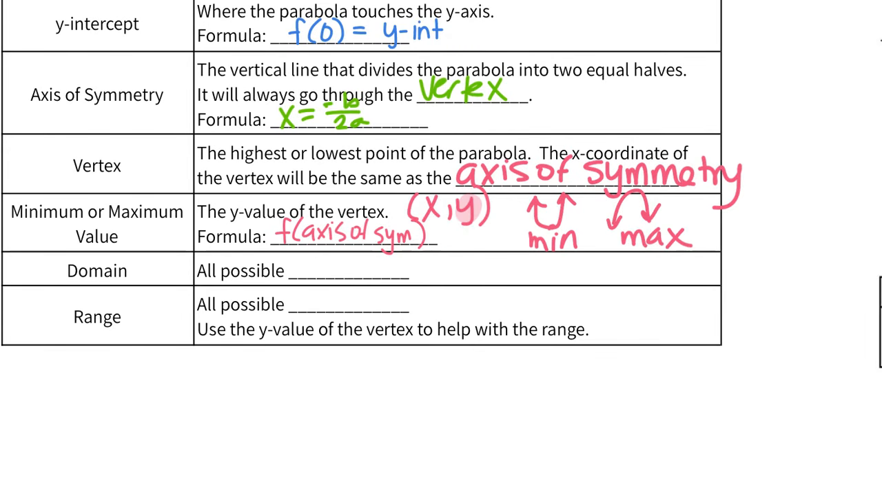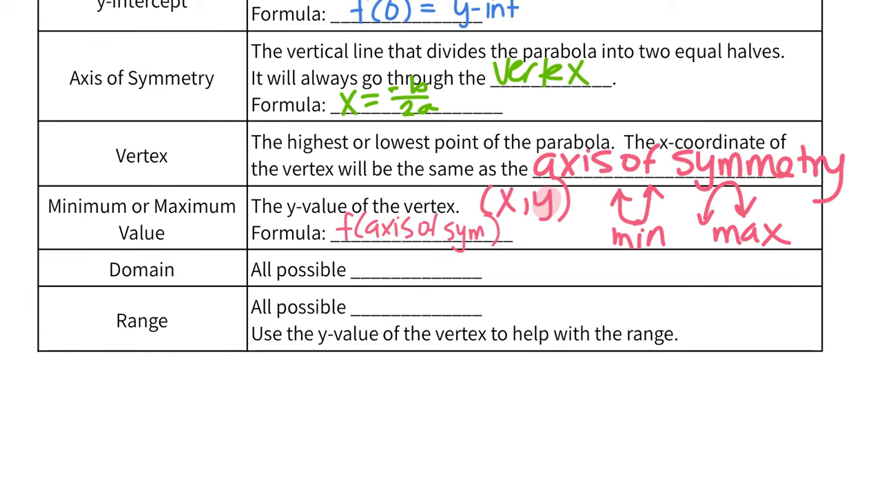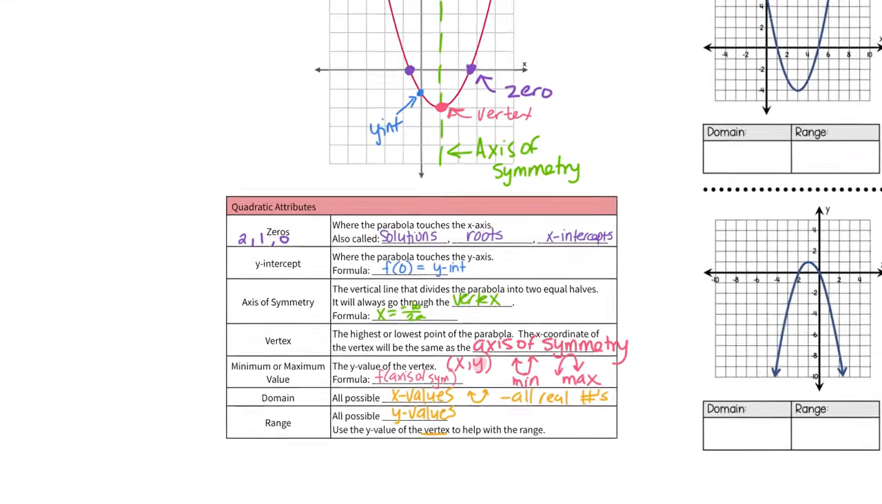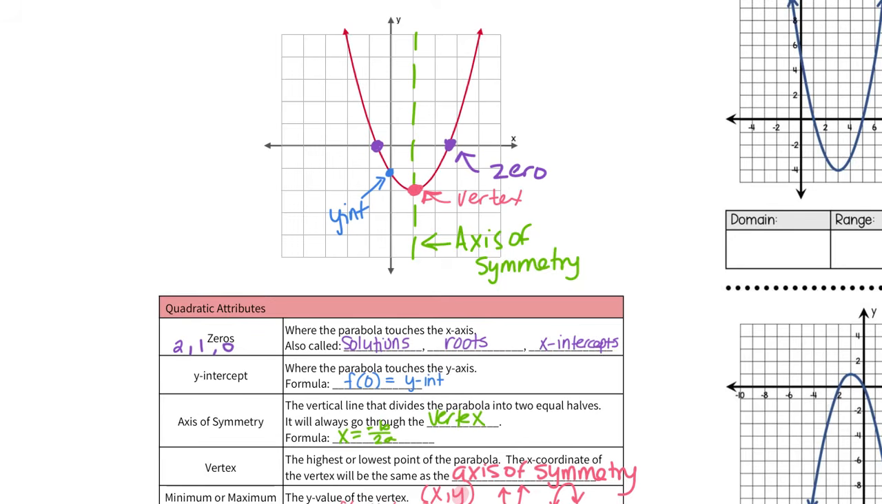Okay, then domain and range. Domain is all possible x values, and range is all possible y values. Now, as long as there's arrows on both sides of your parabola, domain is always going to be all real numbers. I mean, if there's a stopping point, then of course that changes, but arrows will be all real numbers. The y value, so for the range, it's a little different, and we're going to use our vertex to help us out with the range. So that's how you find everything just by looking at a picture.